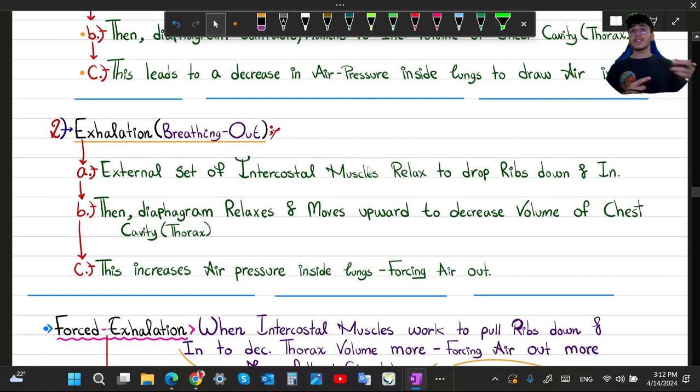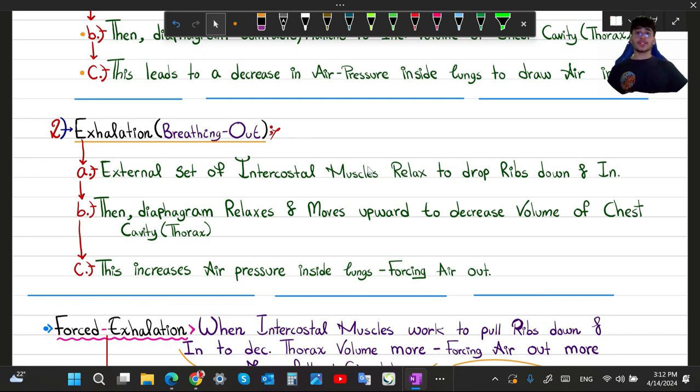Exhalation, on the other hand, is quite the opposite. It's breathing out, where the external set of intercostal muscles relax and drop the ribs down. So as we exhale, we relax the intercostal muscles to drop the ribs down and inwards. Then the diaphragm relaxes and moves upwards to decrease the volume of the chest cavity, the thorax.